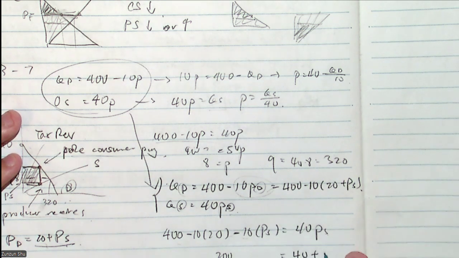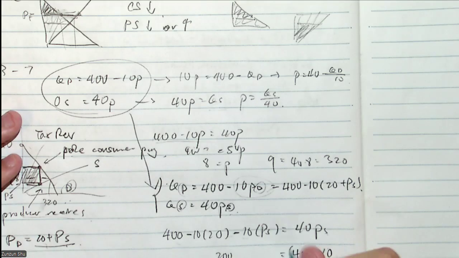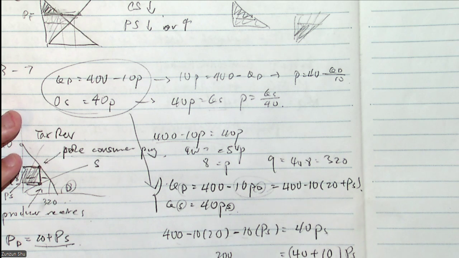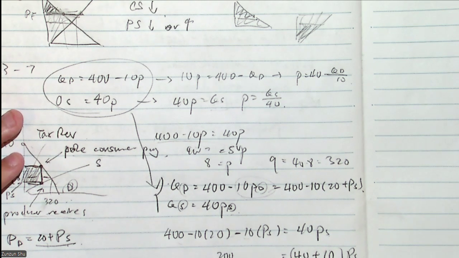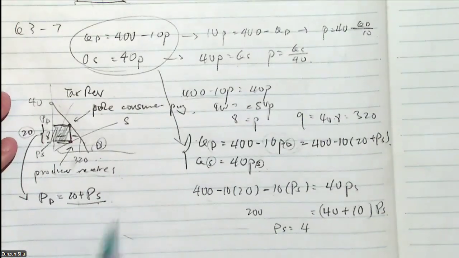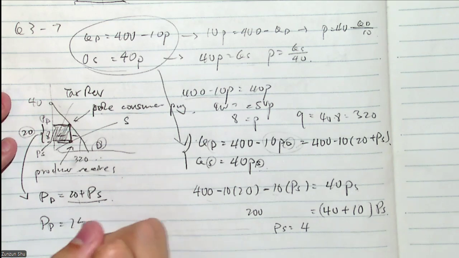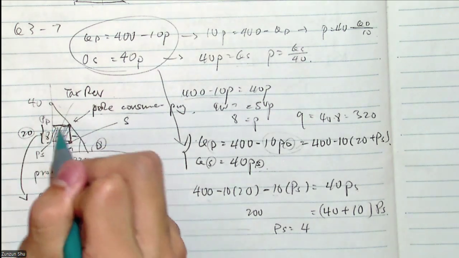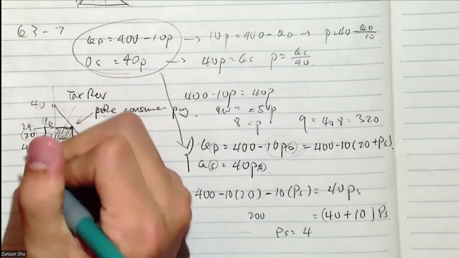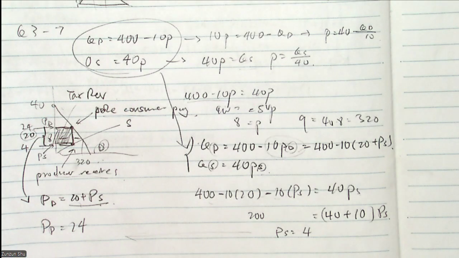So we could step ahead. 50 PS equals 200. Okay? So PS is going to equal 4. If PS is equal to 4, what is PD going to equal? PD is definitely going to equal 20 plus 4, right? So PD is 24 and PS is 4. And you see the difference between them is exactly 20.